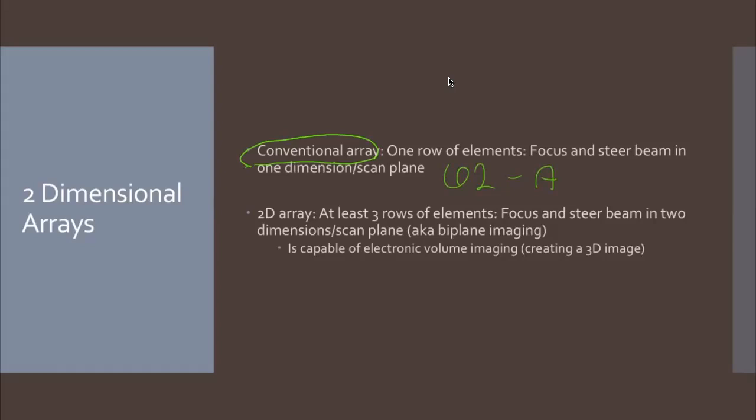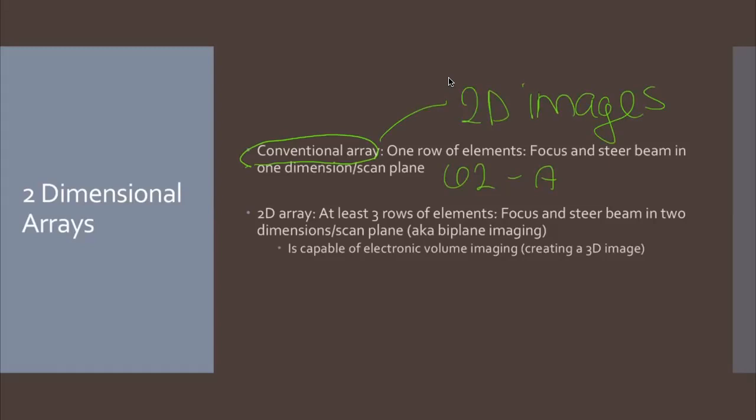It has 1 row of elements. Focusing and steering is in 1 dimension only, and this actually creates 2D images. So this will create 2-dimensional images, like our normal black and white grayscale images.